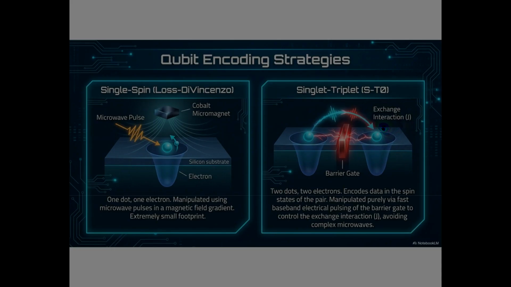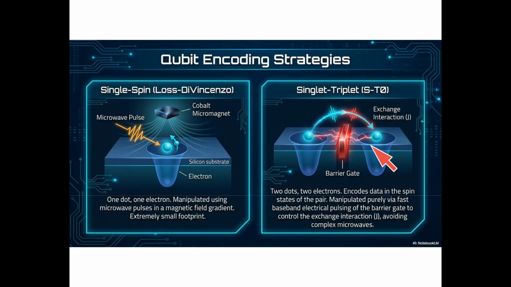On the right is the singlet-triplet qubit. This uses two quantum dots, each holding one electron. The qubit is encoded in the joint spin state of the pair, the singlet state versus the triplet state. Rather than microwave pulses, control is achieved by electrically pulsing the barrier gate between the two dots, modulating the exchange interaction energy, J shown here.